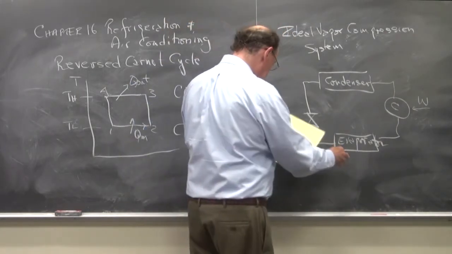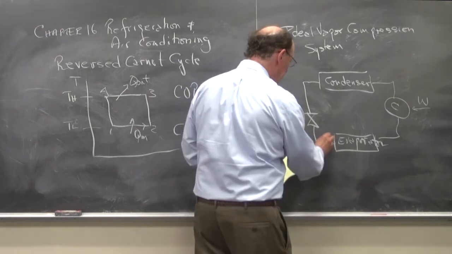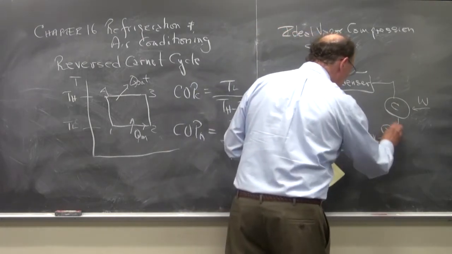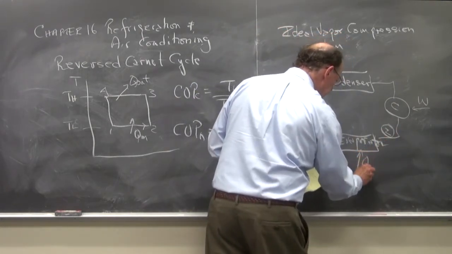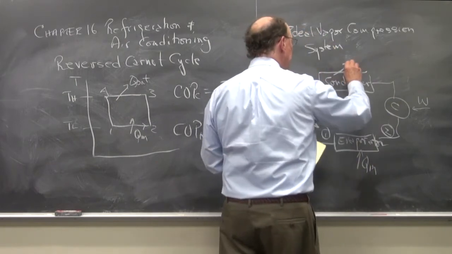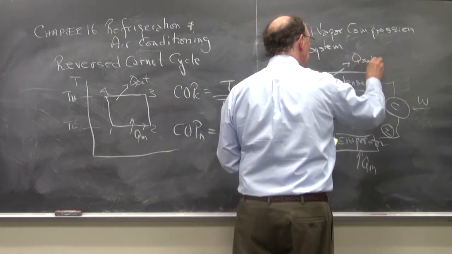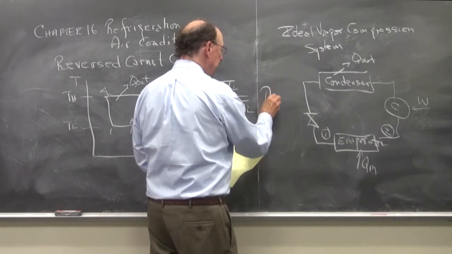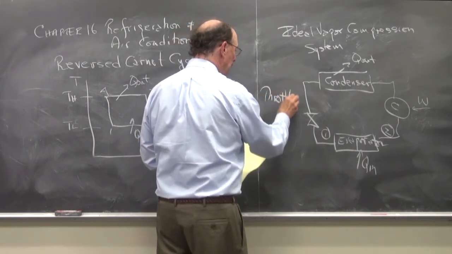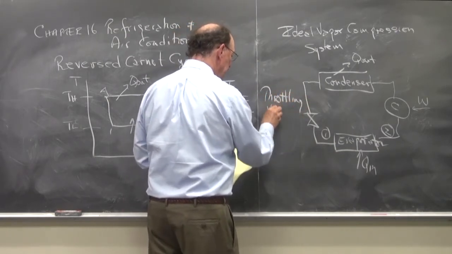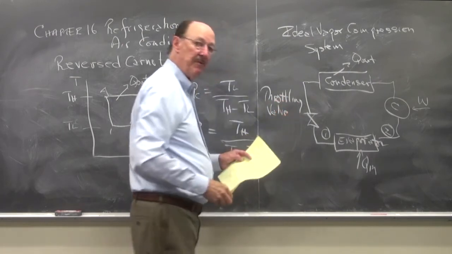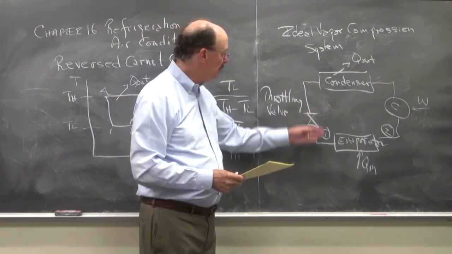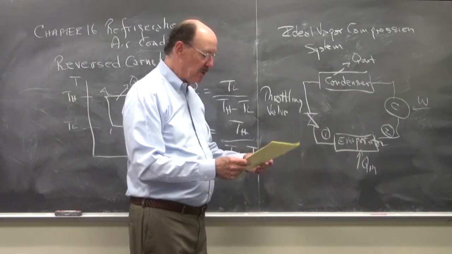This is at your low temperature, with 1, 2. And this is where heat in occurs. And this is where heat out occurs. And this is a throttling valve. So we have a throttling valve, and that's going to reduce the pressure and drop the temperature. So we'll look at that.